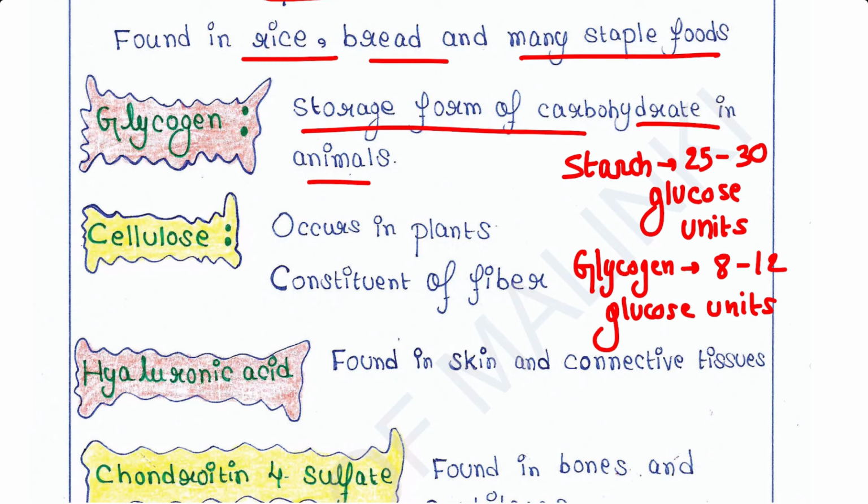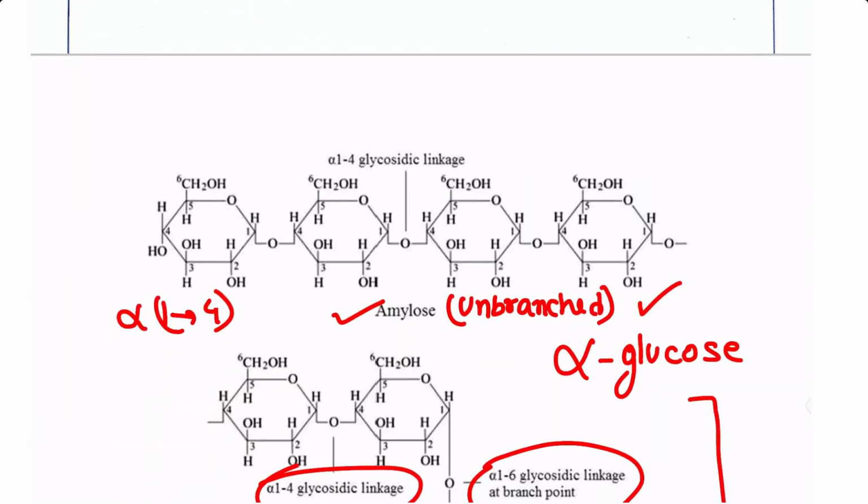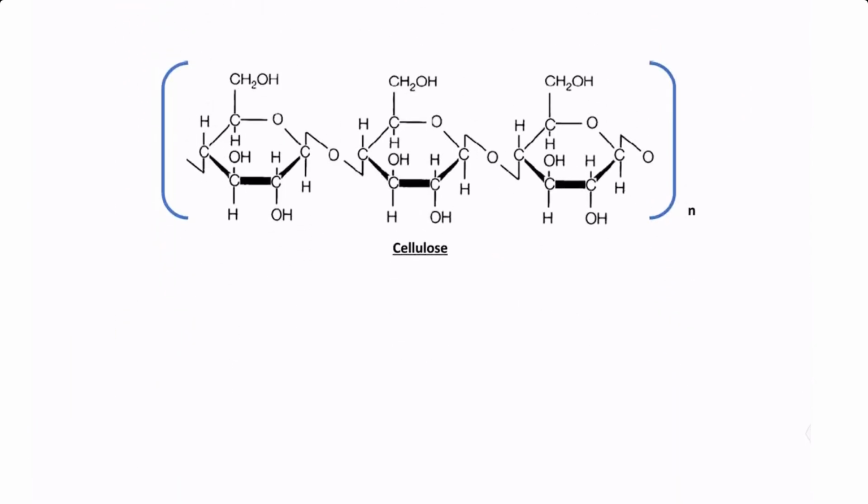Cellulose. Cellulose occurs exclusively in plants. It is the constituent of fiber. Now, cellulose is composed of beta glucose units, because this is also a homopolysaccharide, so it contains many beta glucose units linked by beta 1,4 glycosidic bonds. In starch and glycogen we have seen alpha glucose units. In cellulose it has beta glucose units.